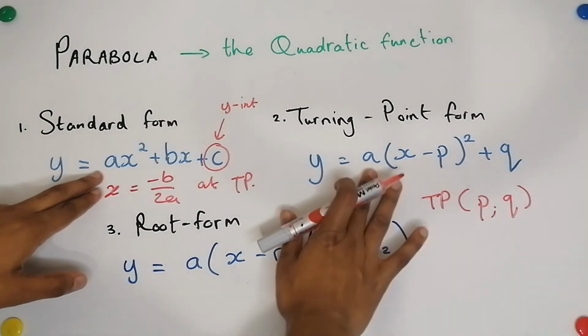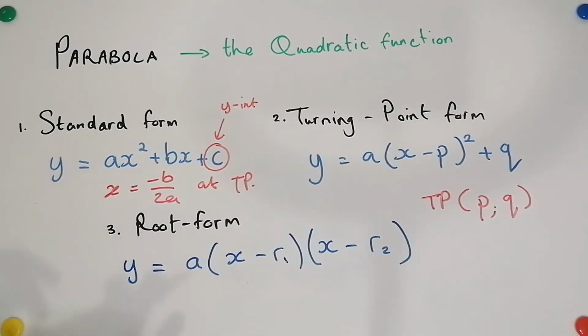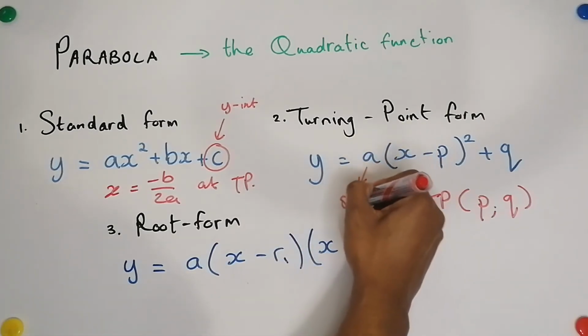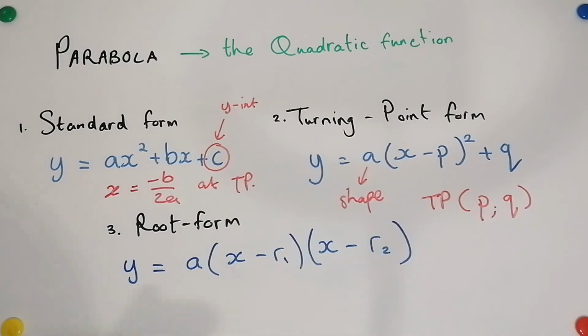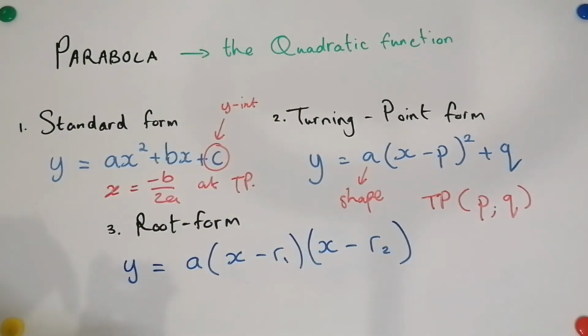A in both of these, in fact in all three, is the same thing. It determines the shape of the graph. So A determines the shape, and as you well know, parabolas is either the smiley face graph or the sad face graph, depending whether A is positive or negative.